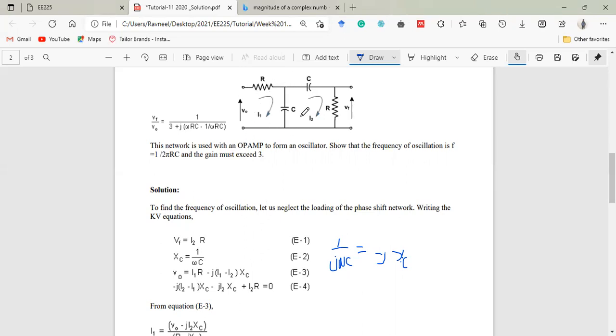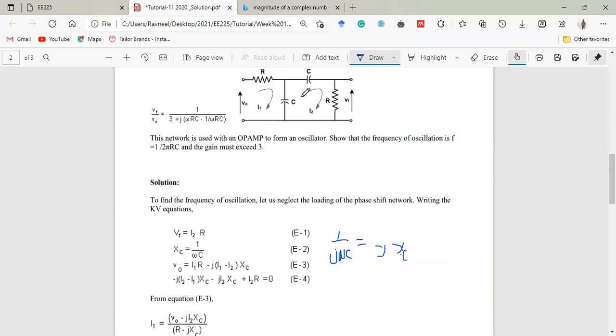Now we move on to the second mesh, the second loop. So the equations for the second loop.